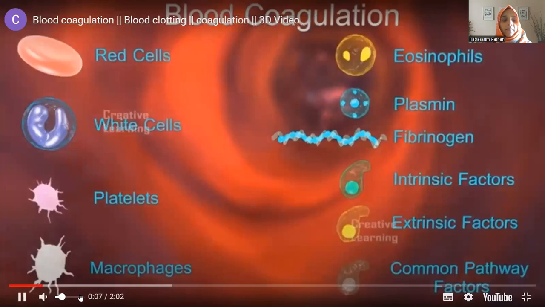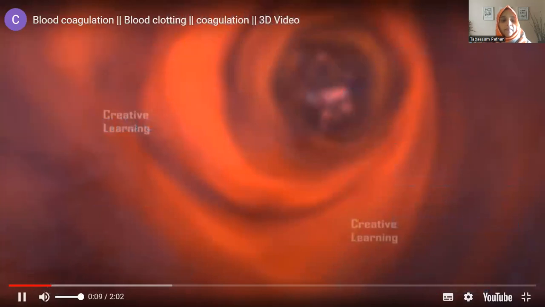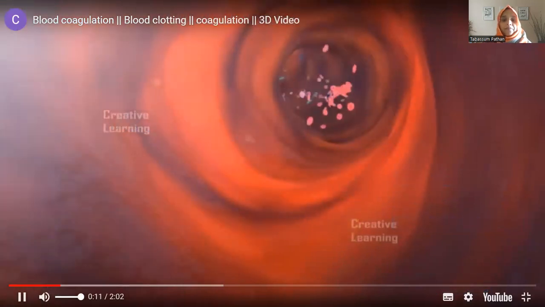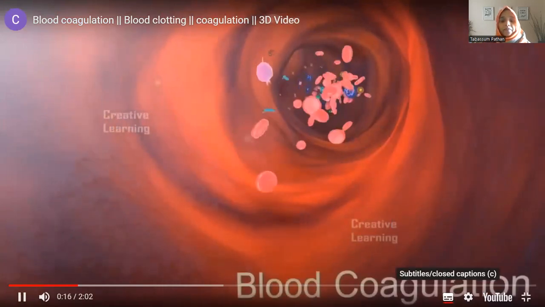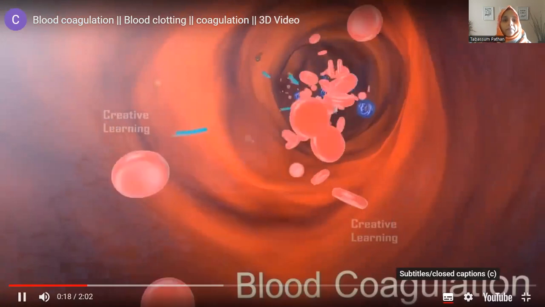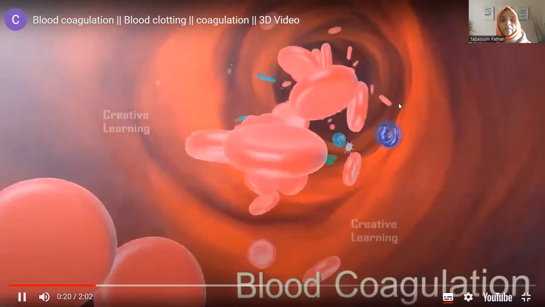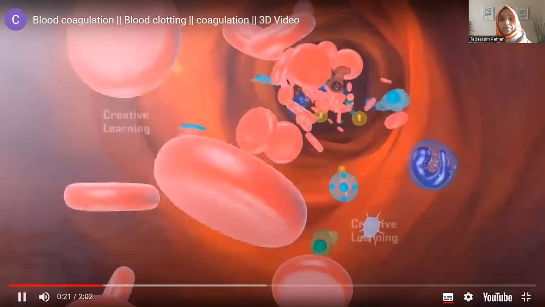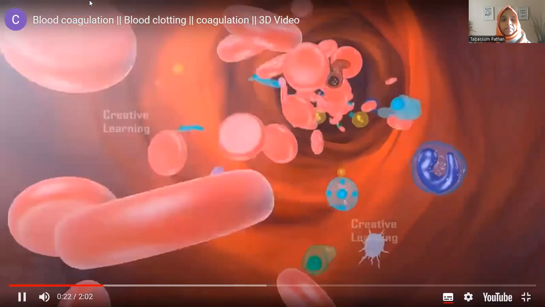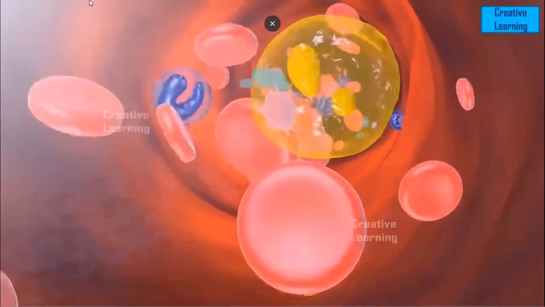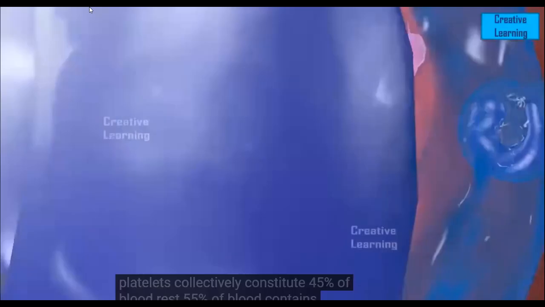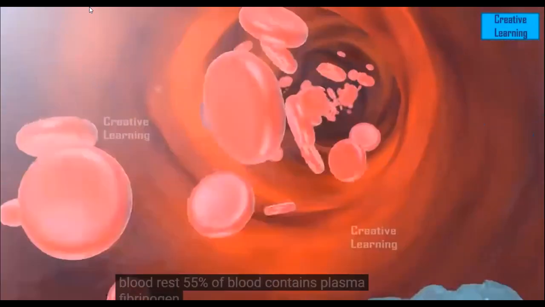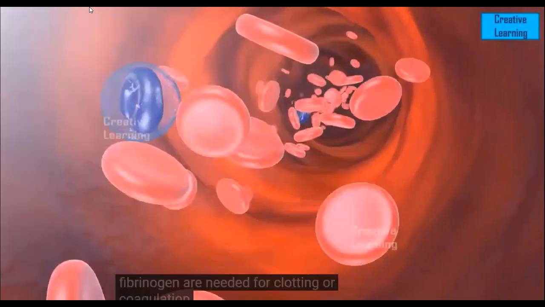Blood coagulation. Before we start the topic blood coagulation, let us take a glance at the components of the blood. Red blood cells, white blood cells, and platelets collectively constitute 45% of blood. The rest, 55% of blood, is plasma. Fibrinogens are needed for clotting or coagulation of blood.